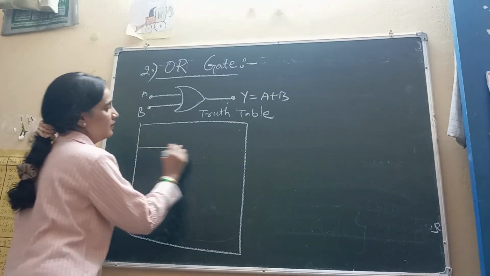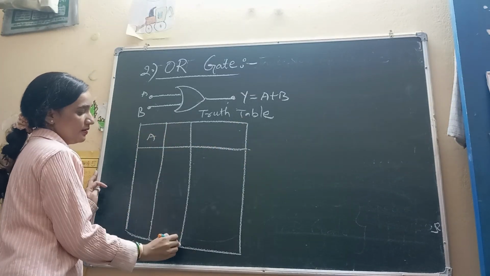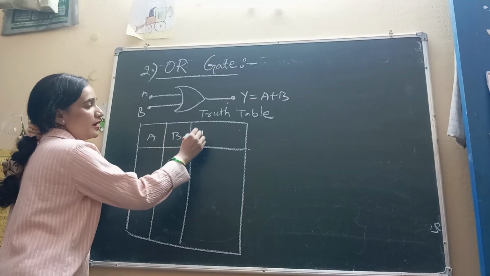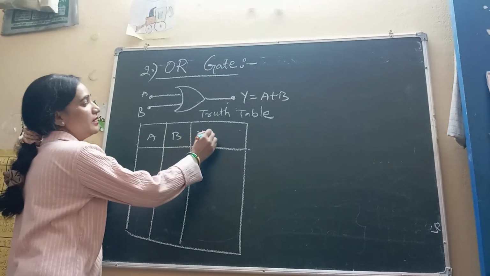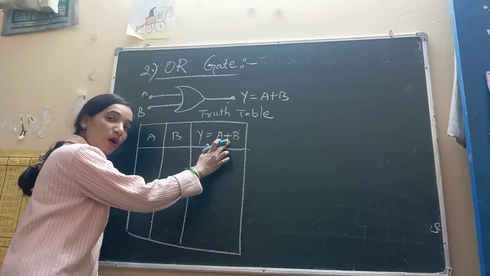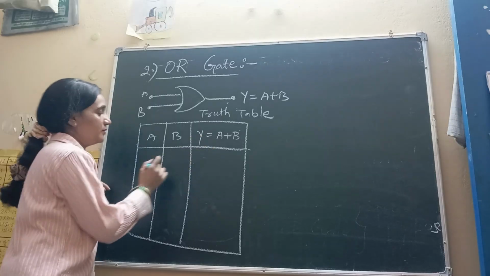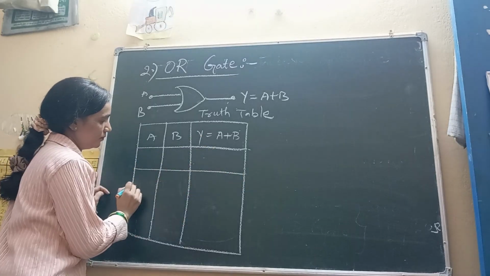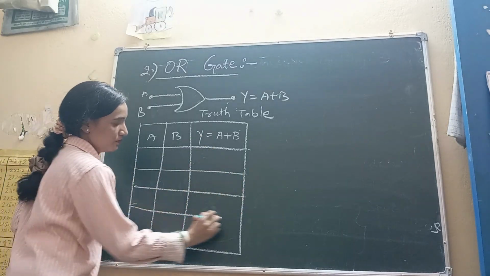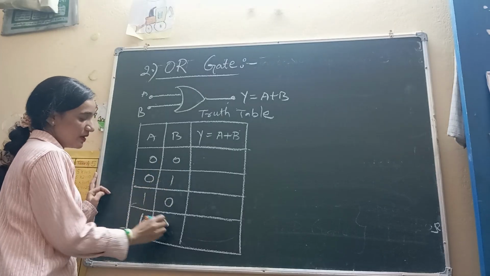Truth table: we have two inputs, A and B, and the output Y is given as A plus B. In digital, we read this as A OR B. The input combinations are 0 0, 0 1, 1 0, 1 1.